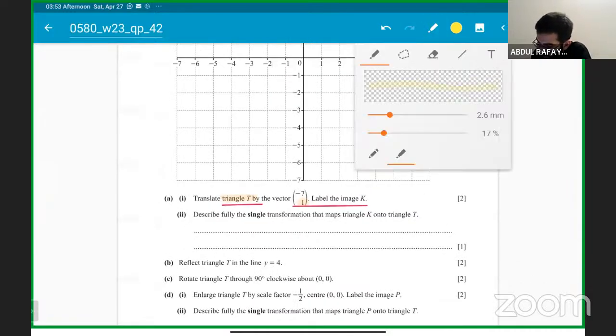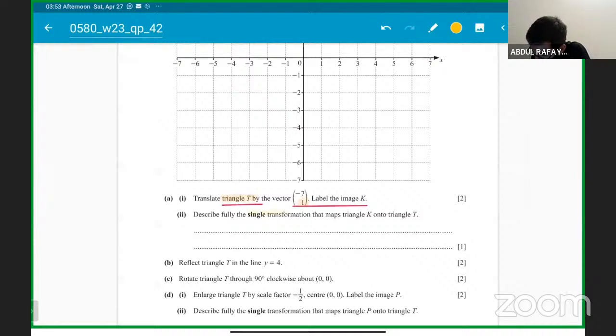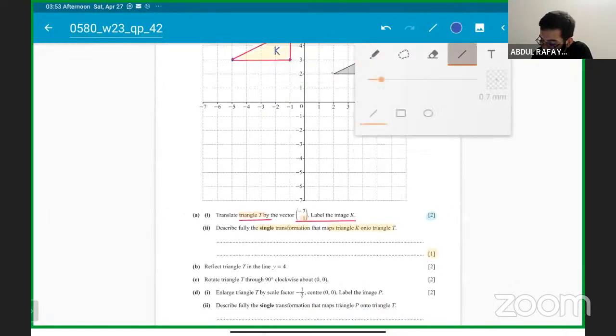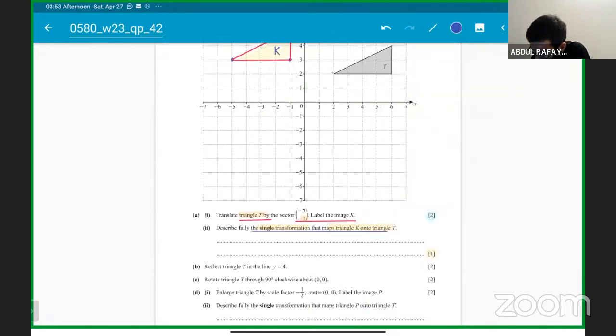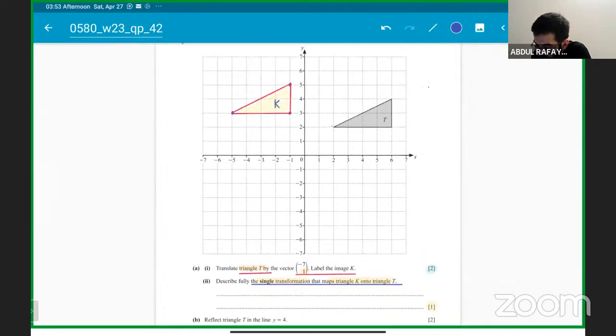Then they are asking you to describe fully the single transformation that maps triangle K onto T. So a very important question, a lot of tricky questions. They are basically testing your concept. They are testing your concept of what we need to know, that we have to describe the transformation that will map triangle K onto T. So from K to T. Everyone getting it? Before we went from T to K, now we will go from K to T.